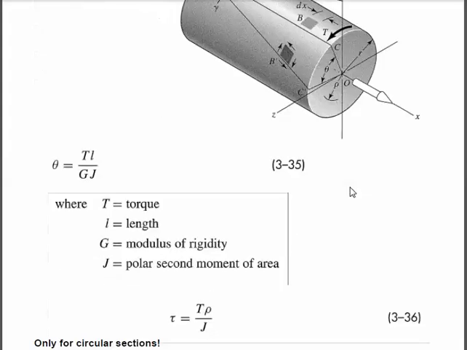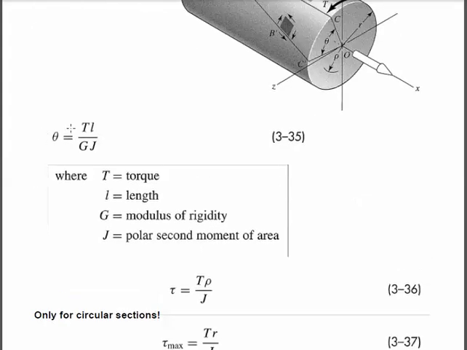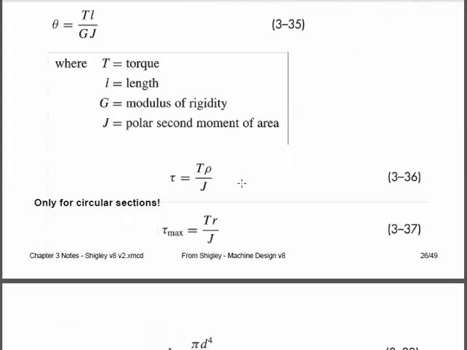Torsion: change in angle, TL over GJ. Shear stress, T times rho over J, where rho is any radius within the part. Maximum shear stress for circular sections, TR over J.